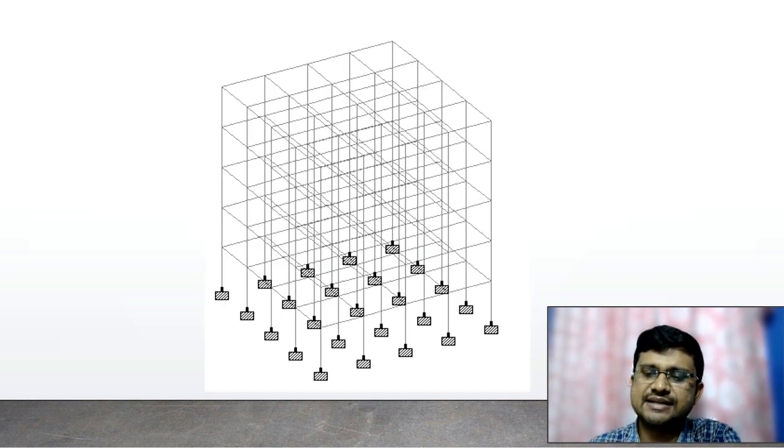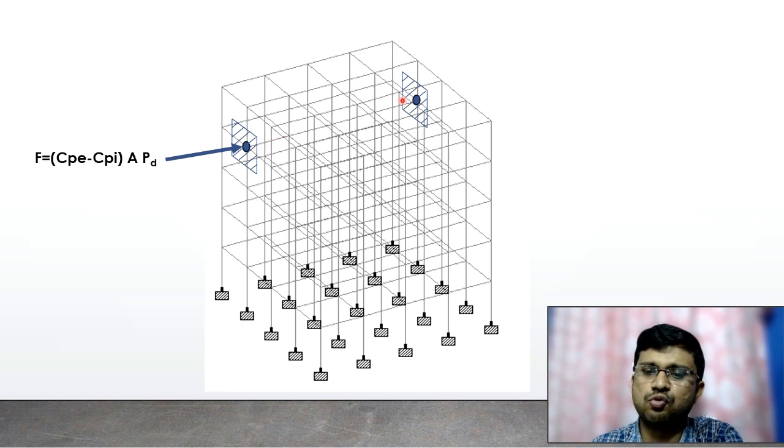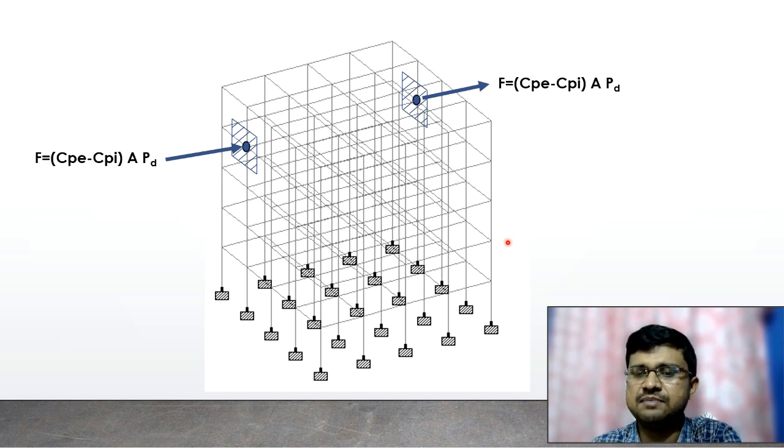Now let us take an example of a particular building frame, and if we consider this particular node, then we can calculate how much wind force is coming over this particular node. Now the value will be Cp minus Cpi into A into Pd. Similarly, at the opposite point of the node in the same building model, here also there will be wind force, which will be Cp minus Cpi into A into Pd.